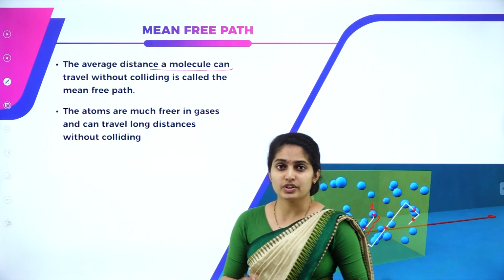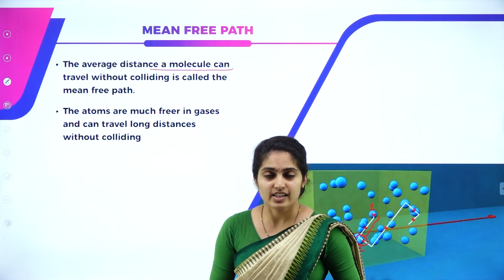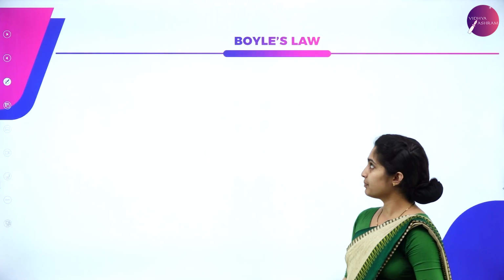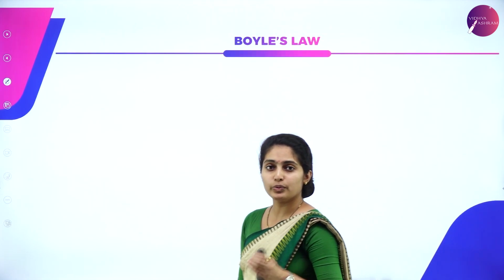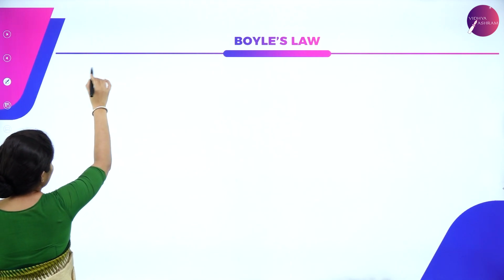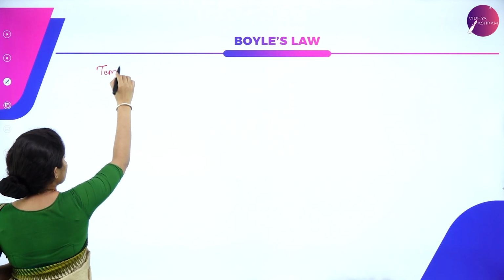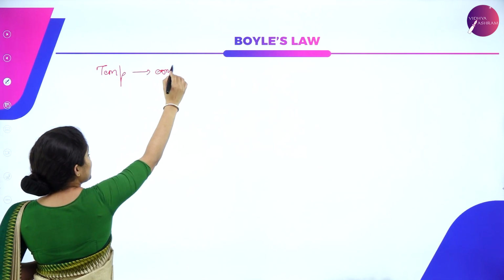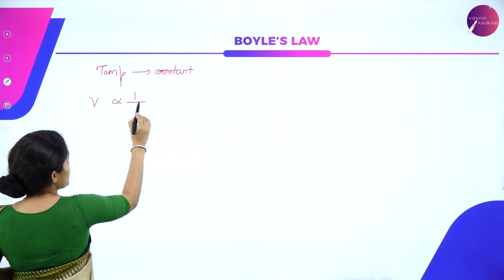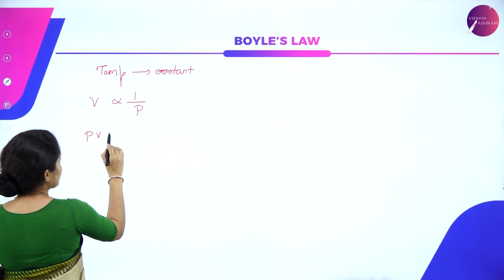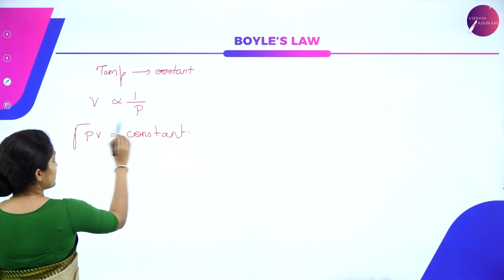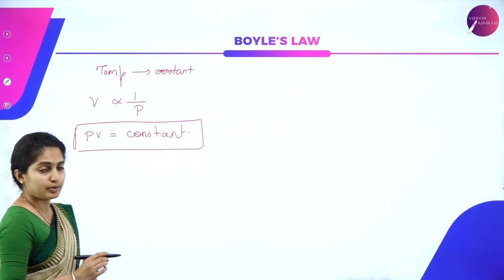Next we are going to study gas laws such as Boyle's law, Charles' law, as well as Gay-Lussac's law. So we have Boyle's law. What do we study here? In Boyle's law, it is an isothermal process, which means the temperature is constant. So what happens to the pressure? The volume is inversely proportional to pressure. So PV is equal to constant. This holds good for Boyle's law, same as for an isothermal process.